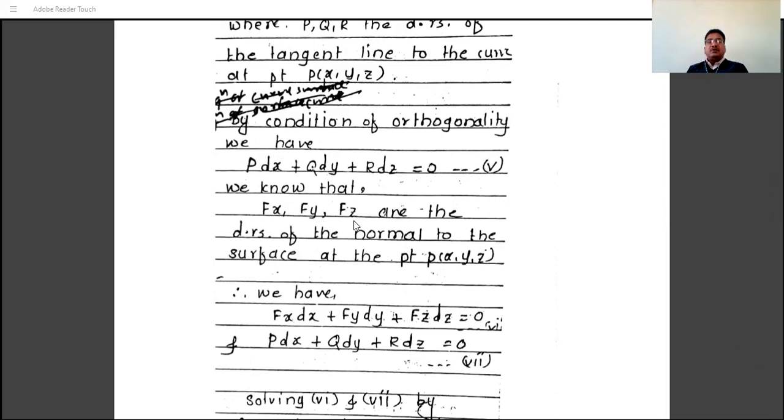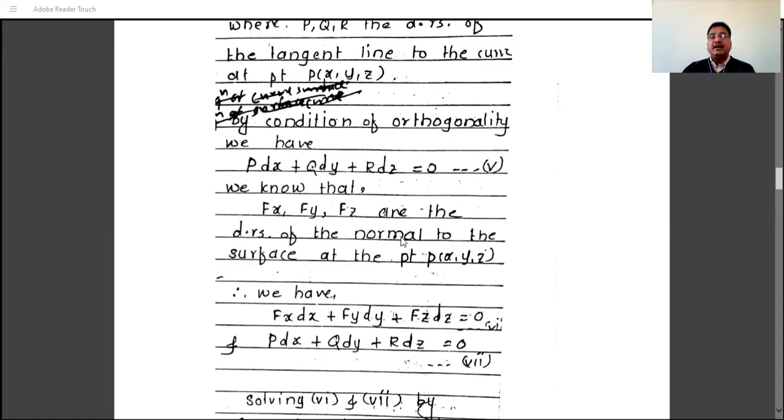And so the coefficients of i, j, k, that is fx, fy, fz, where fx means ∂f/∂x, fy means ∂f/∂y, fz means ∂f/∂z, are the direction ratios of the normal to the surface at the point P(x, y, z). So this is actually the geometrical meaning of del f or grad f.